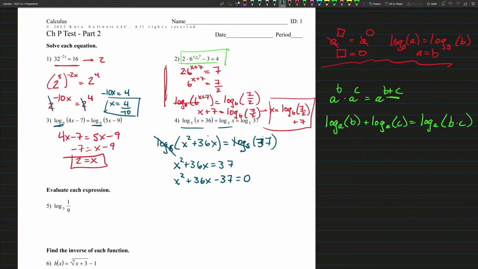Yeah, so I wouldn't worry about that. All right. If we were to solve this, we get x plus 37, x minus 1 is equal to 0. So our answers are negative 37 and positive 1. Again, if I give you a quadratic like that, it should be pretty obvious what to do.